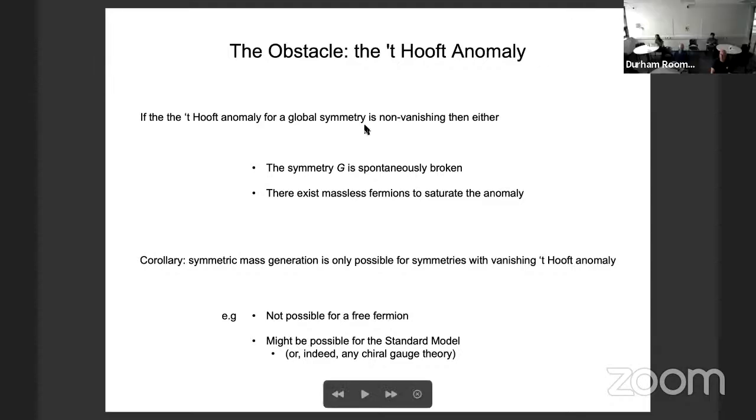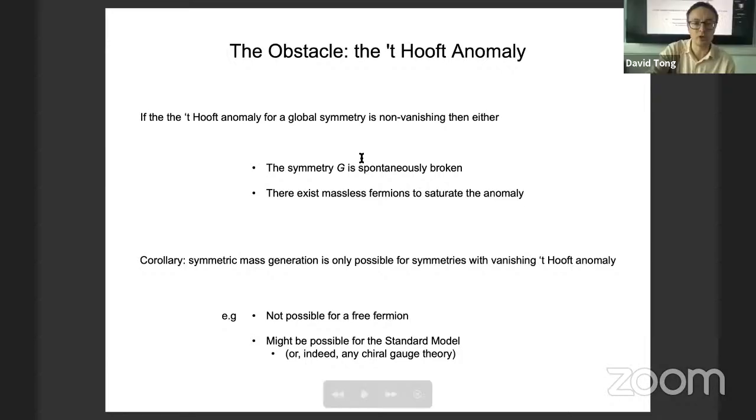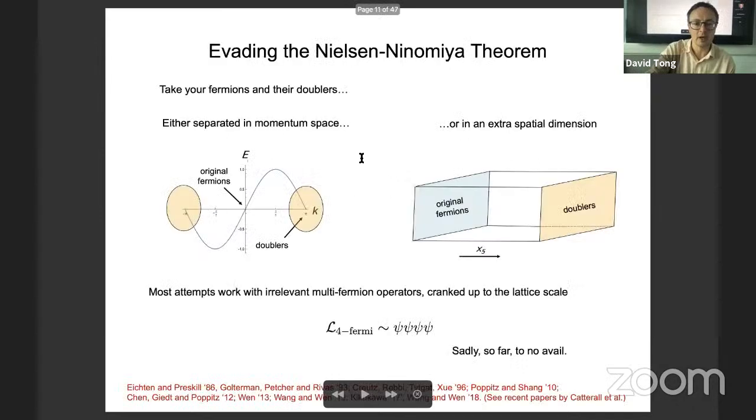Sorry, David, in these attempts with 4-fermion interactions, was the chiral symmetry preserved, or did they explicitly break it? Yeah, so the theory that Eichten and Preskill considered was an SU(5) GUT with 1 generation. So you have 1 fermion in the 10 and 1 in the 5-bar. And they wrote down a 4-fermion term which preserved the SU(5). Yes.